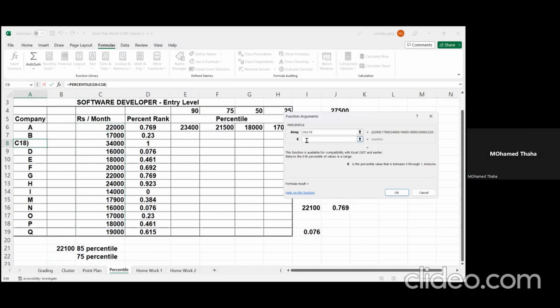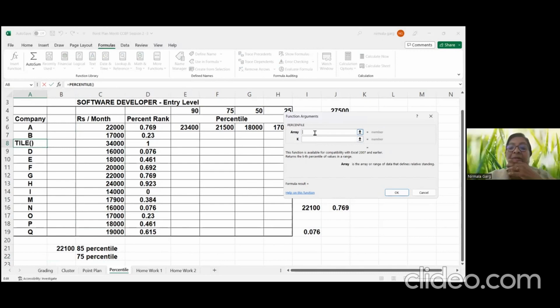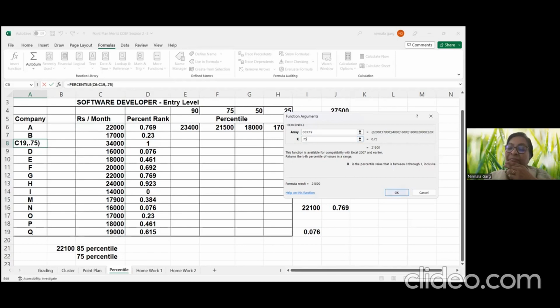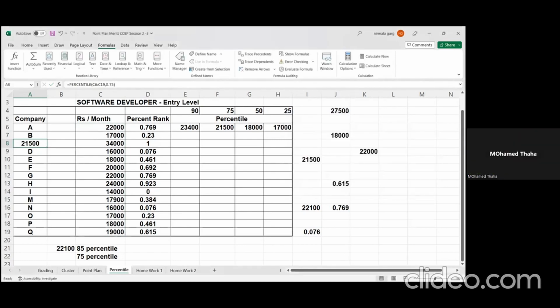Why are you not selecting up to C19? Why do you select only C6 to C18? Sorry, dear. I think. Thank you. Eye for detailing. Okay. Now done. 0.75. Absolutely great.